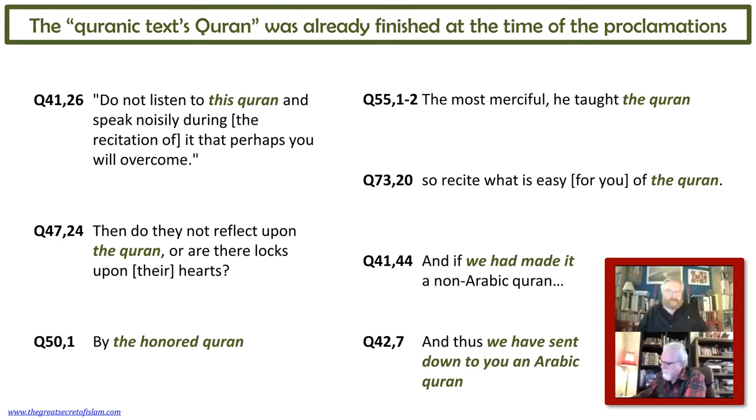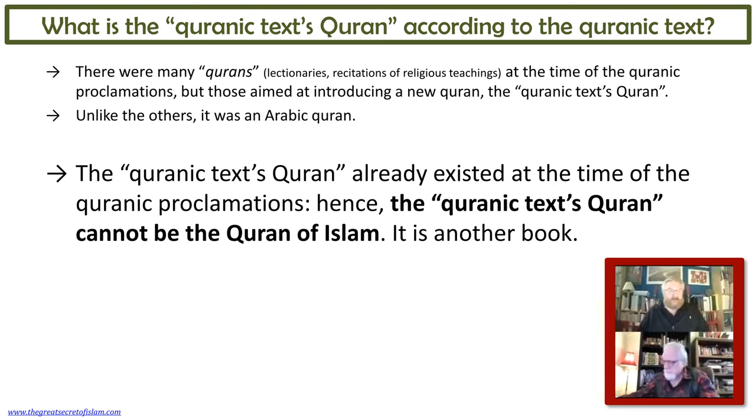And the last verse I want to point out is in Surah 42, verse 7. And thus, we have sent down to you an Arabic Quran. So here again, the Quran is an existing book or an existing recitation. It is already done. It is already finished. It is not the work in process that the standard Islamic narrative tells us about the Islamic Quran. And so we see that the Quranic text, the Arabic lectionary, already existed at the time of the Quranic proclamations. And so it cannot be the Islamic Quran. It is another book. Because for the Islamic Quran, the Muslims had to wait until Muhammad died to write the Quran, to write the Islamic Quran.